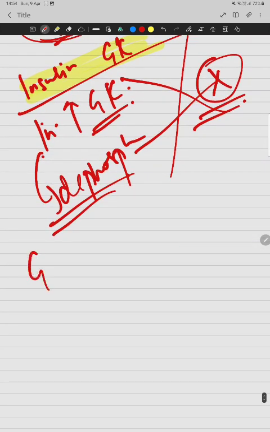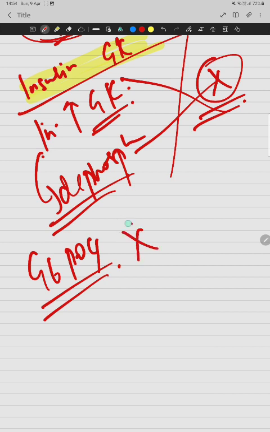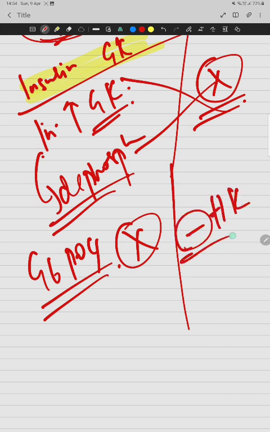One more point is G6PO4, that is your glucose 6 phosphate. Glucose 6 phosphate has no role in your GK, but glucose 6 phosphate inhibits your HK. So these are the 4 points you should be remembering. Insulin action and glucose 6 phosphate action. Insulin increases GK. Insulin does not have any action over HK. Glucose 6 phosphate does not have any action over GK. It will inhibit your HK. That's all you need to know.